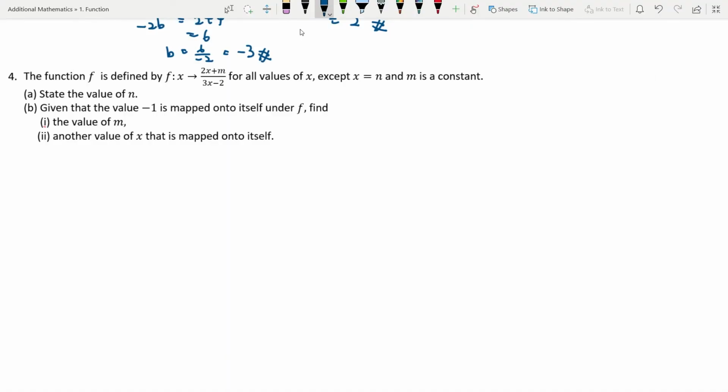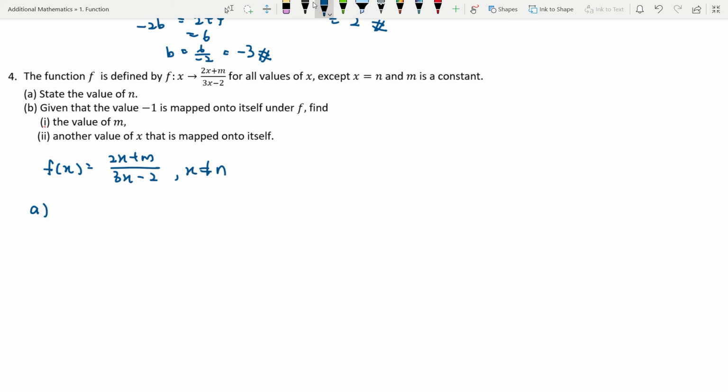The last question, question 4. The function f is defined by function f such that x is converted into 2x plus m over 3x minus 2 for all values of x except x equal to n and m is a constant. We have f of x equals to 2x plus m over 3x minus 2 and our x cannot be n. A. State the value of n.